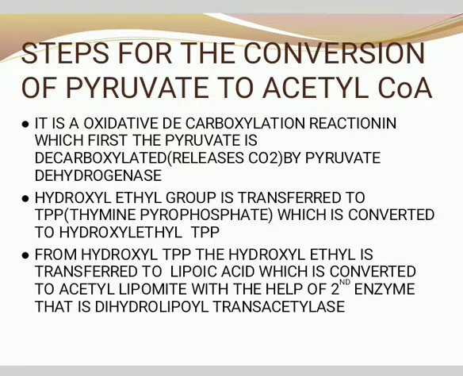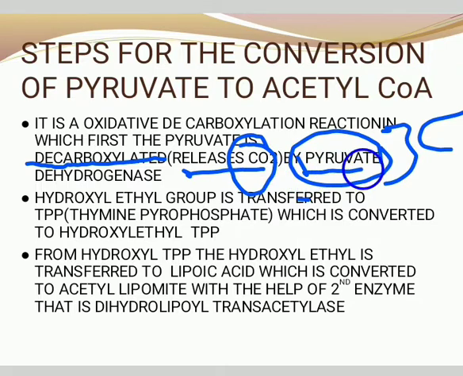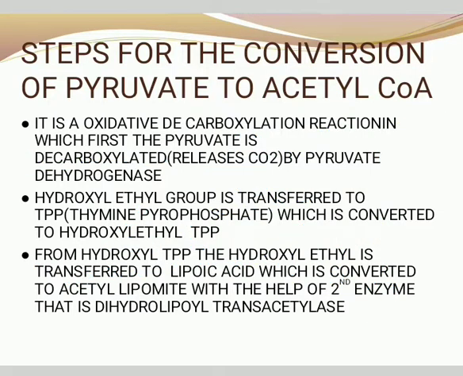First of all, we can see that there is a removal of carbon dioxide, that is known as decarboxylation, that is the release of carbon dioxide from pyruvate. So we know that the pyruvate is a 3 carbon compound and acetyl-CoA is a 2 carbon compound. So when 1 carbon dioxide is released from pyruvate, it is converted into the 2 carbon compound. So carbon dioxide is released, so pyruvate is converted into the 2 carbon compound, that is known as acetyl-CoA.